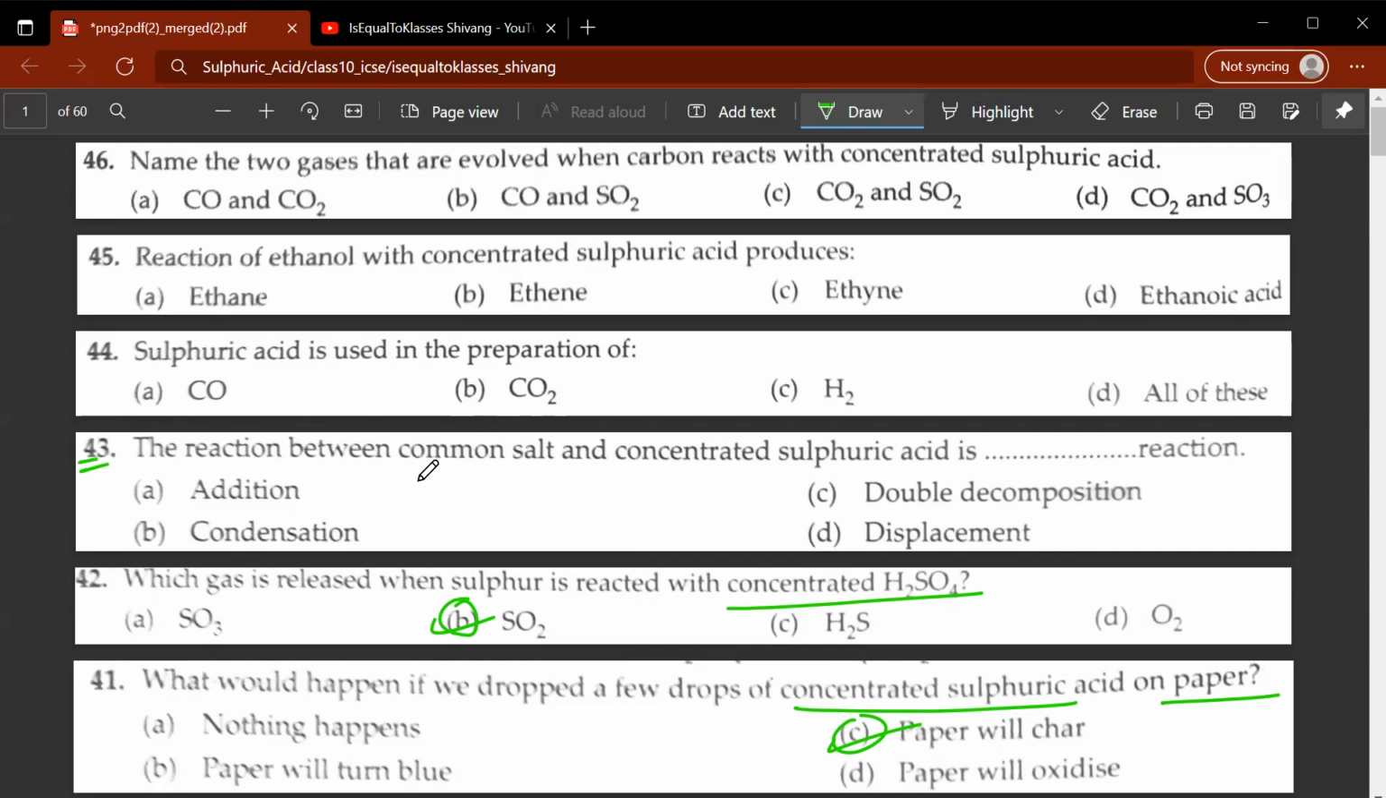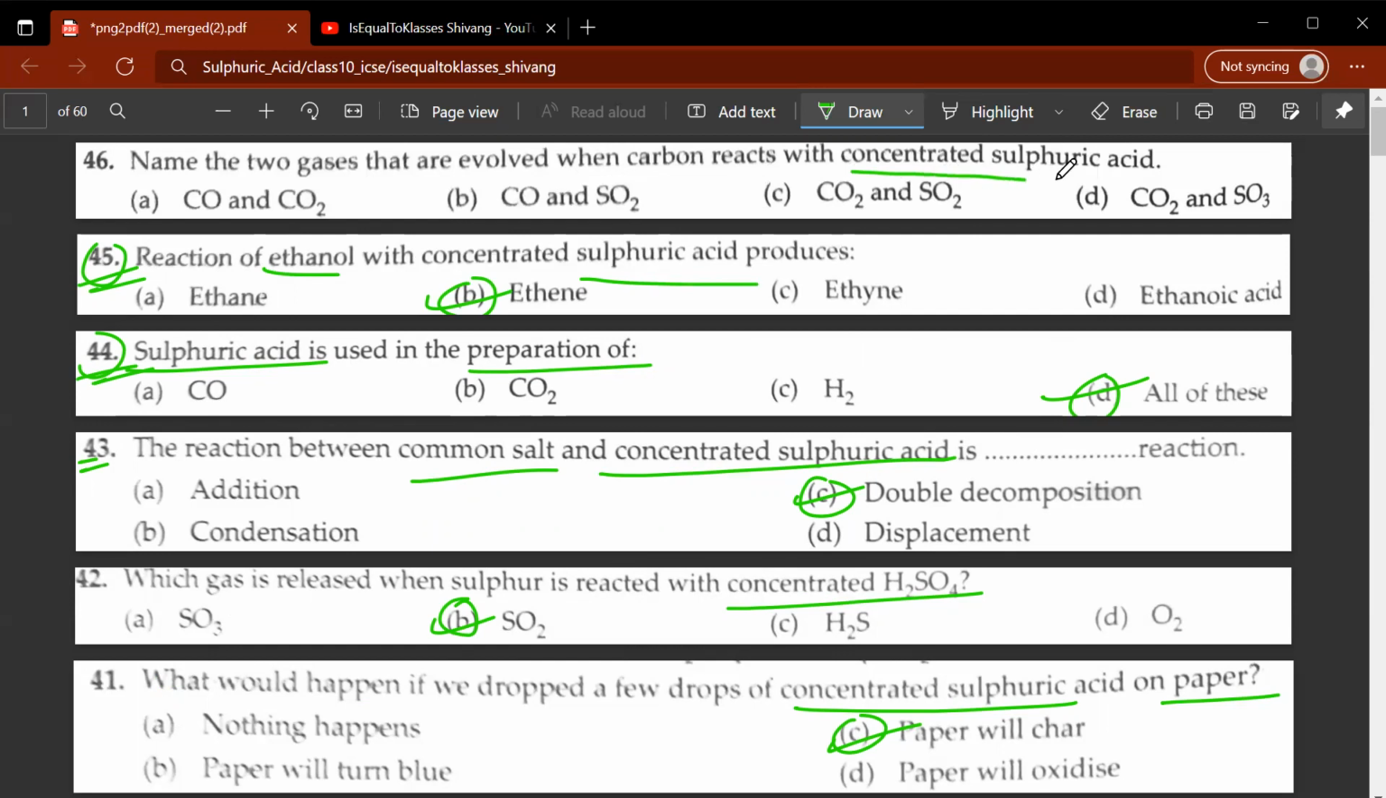43rd question, the reaction between common salt and concentrated sulfuric acid is dash reaction. So this would be C, double decomposition reaction. The 44th question, sulfuric acid is used in the preparation of what? Sulfuric acid is used in the preparation of D, all of these. And second last question, reaction of ethanol with concentrated sulfuric acid produces what? It produces ethene. Name the two gases that are evolved when carbon reacts with concentrated sulfuric acid. So we have to find the two gases from among the given options. So this would be C, CO2 and SO2.